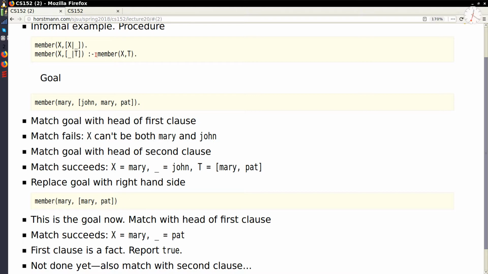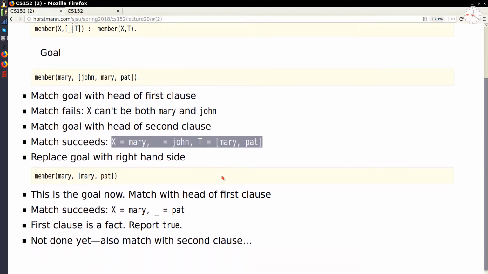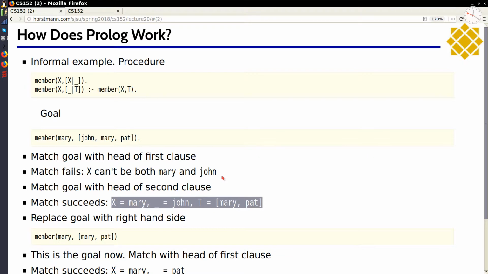So now it knows that this one here is true. There's no others on the right-hand side. And so now it knows that this one is true, meaning this one here with this variable assignment. And so that's what it does.